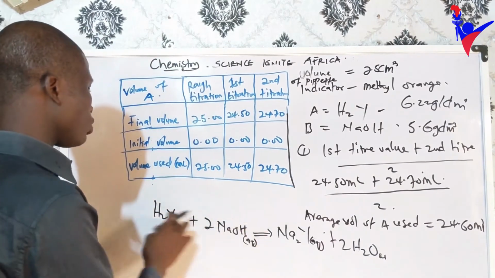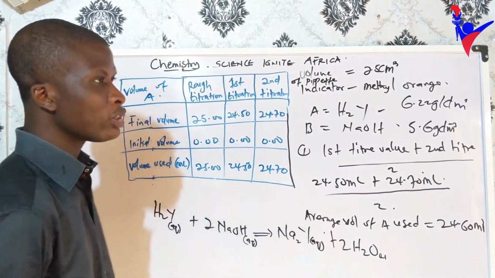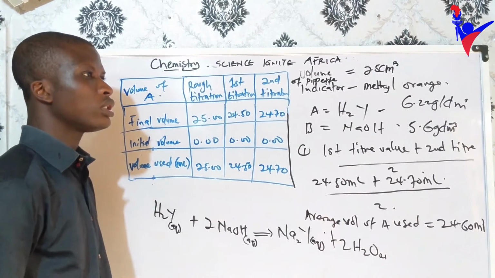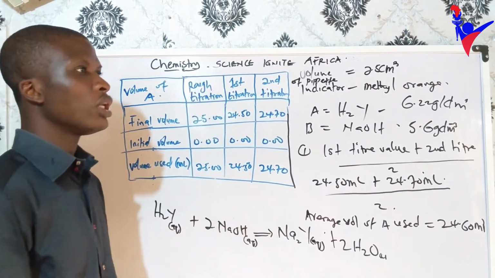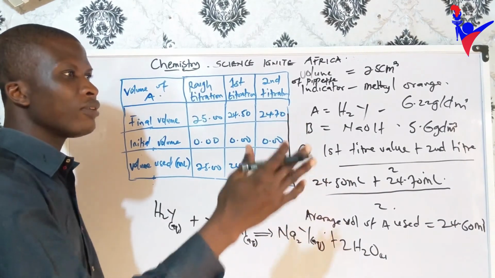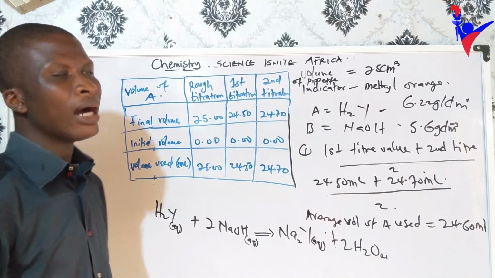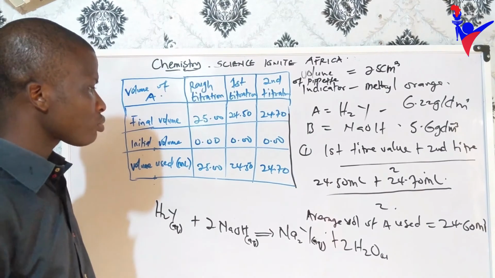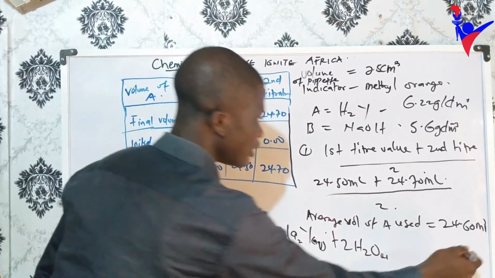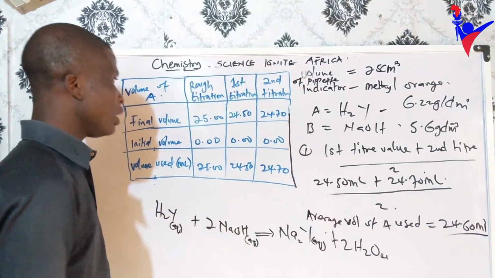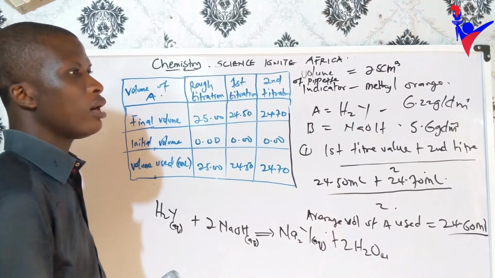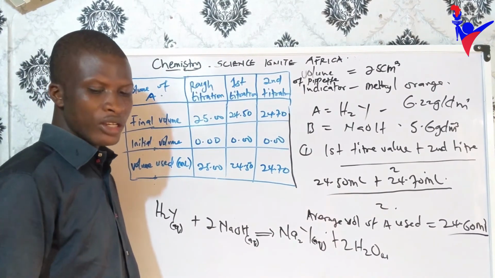Is this balanced? Let's check. We have two hydrogen, 4. This equation is balanced. Now the very first question is, and you know the molar mass of each of these: from your result and information provided, calculate the concentration of B in mole per dm cube. Very simple. We know that this is the average volume of acid used.